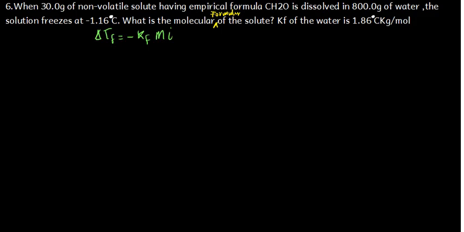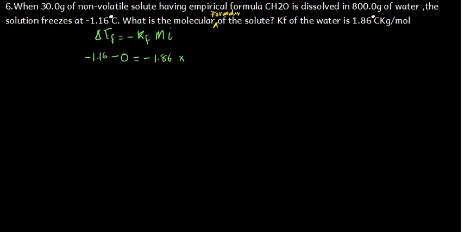The actual freezing point for water is 0, but the solution now freezes at negative 1.16. Because this is a change, my writing was wrong. A change is always final minus initial. So the final freezing point here is negative 1.16, and the initial freezing point of water is 0. So that is supposed to be the right way. That is going to be negative Kf, that is 1.86, and then multiply by the molality.